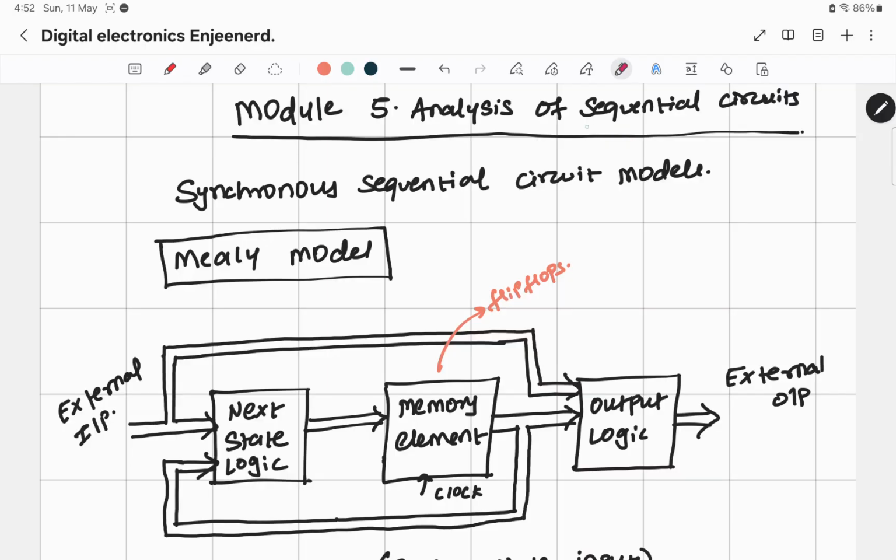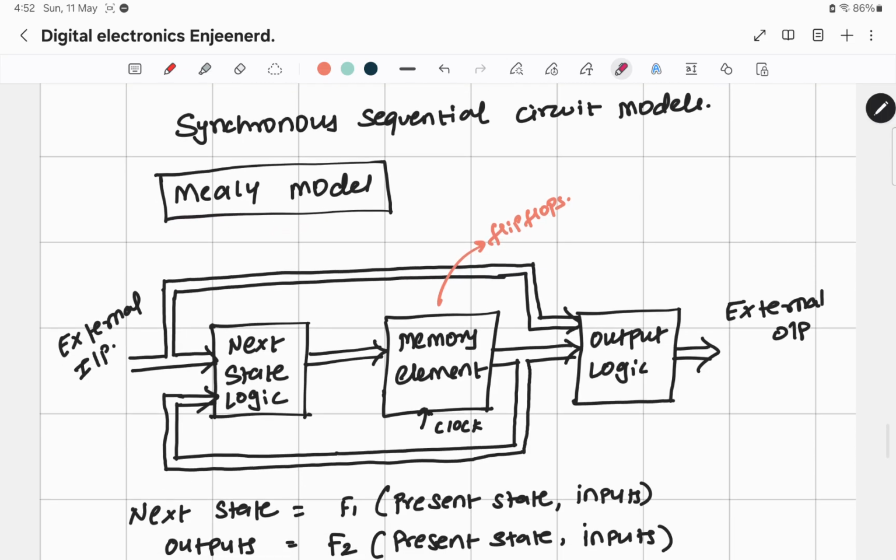So sequential circuits, as we know, work in some sequence, that is they move from one state to another state, and that is represented by a state diagram like we have seen in counters, right? So similarly, I can have any kind of sequential circuit. There are various models which are used in sequential circuits. One of those models is called the Mealy model.